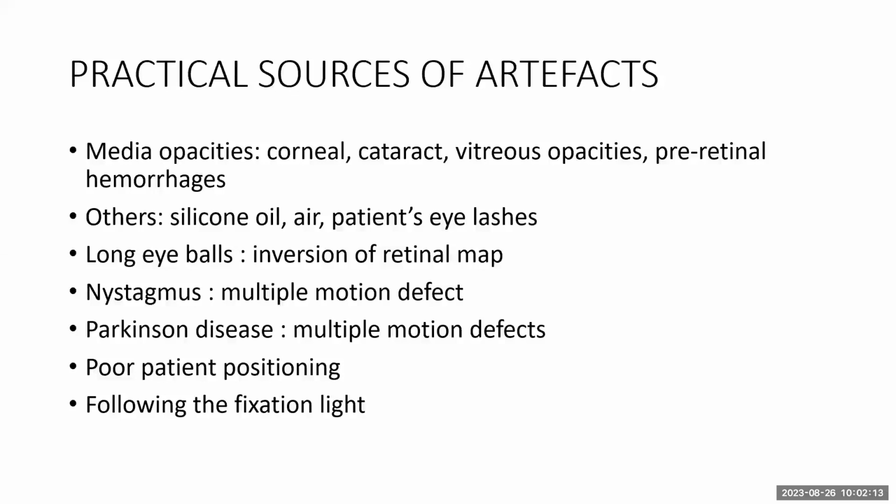Other things you could see is silicone oil, which can come up as an artifact in patients that had vitrectomy with silicone oil. Air will give you a dark band over the area of the OCT. The image could be inverted. Those that have nystagmus, you see multiple motion defects. Parkinson's, multiple motion defects. When you position the patient poorly, if the patient follows the fixation light while it is going, you could actually have two foveas on the same scan.